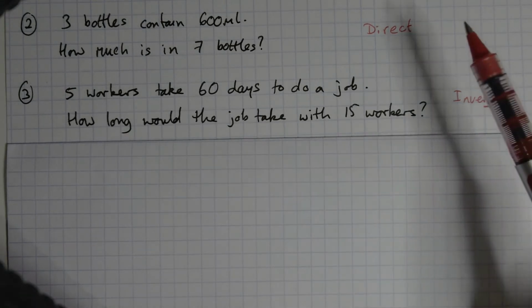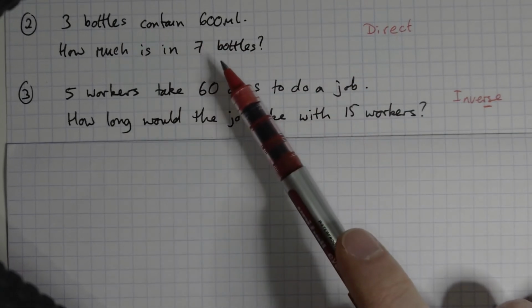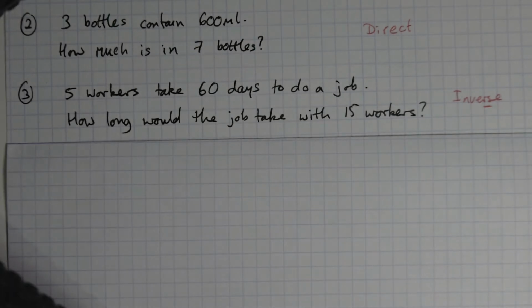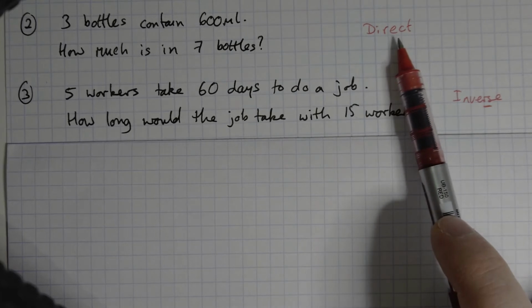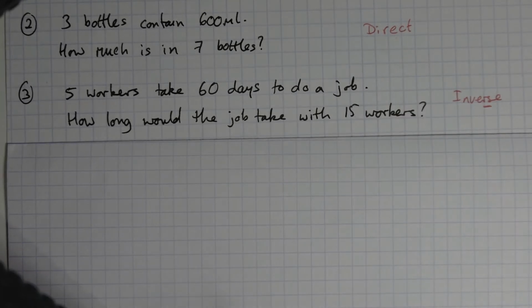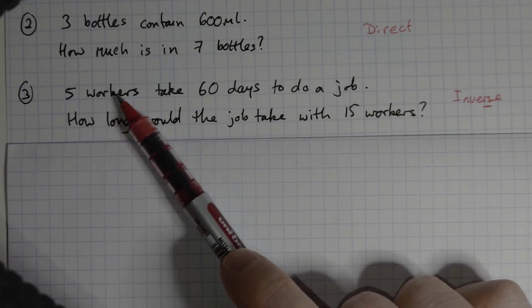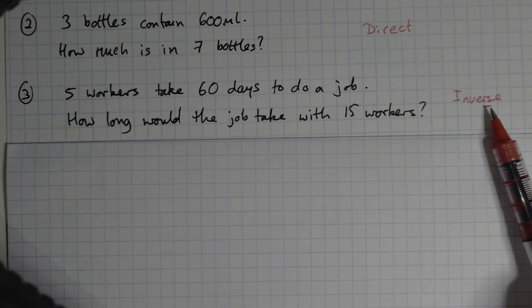That's different to what we had before. Previously, if you bought, say, more bottles, then you got more millilitres, right? So 3 bottles was 600, but 7 bottles was 1400. So as one number went up, the other number went up as well. That's what we're calling direct proportion. Whereas down here, it's the other way around, isn't it? So 5 workers, if I have more people helping, you'd expect that to take less time. As one number goes up, the other goes down. And the name for that type of proportion is inverse proportion.